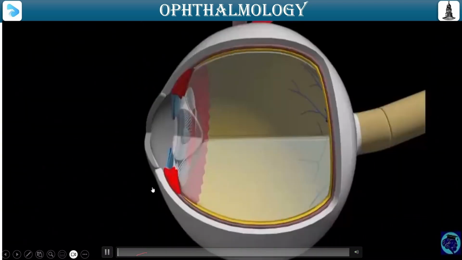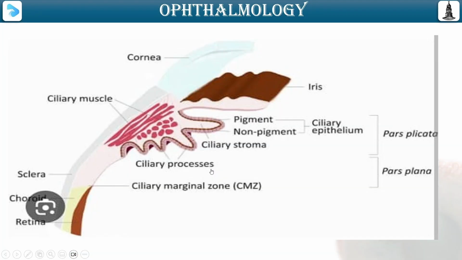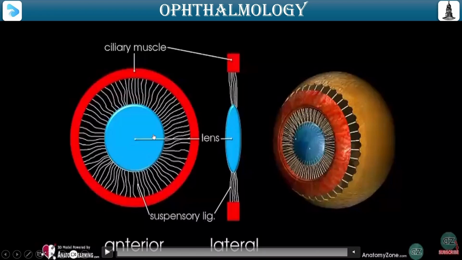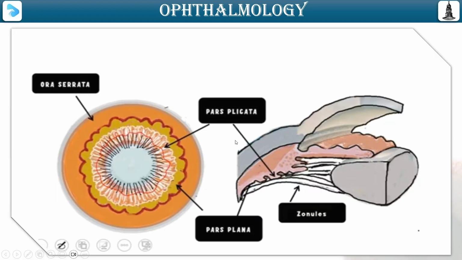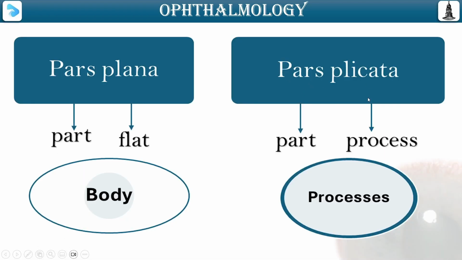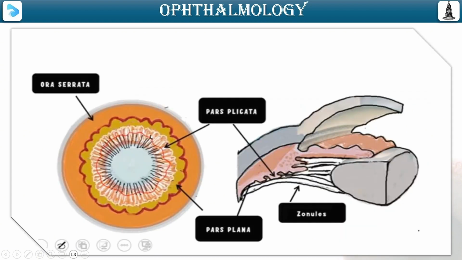In order to see the closer view, the ligaments come out from these ciliary processes in order to suspend the lens. So this is the first part, which is called the pars plicata, or the processes part. Two things: number one, it's an epithelium that secretes aqueous humor; number two, the ligaments come out from these processes. Let's go to the flat part of the ciliary body.